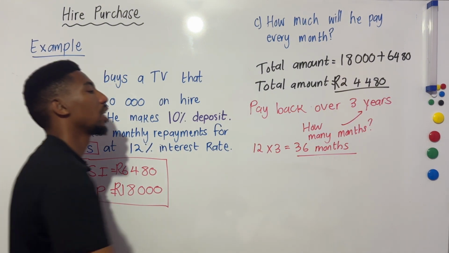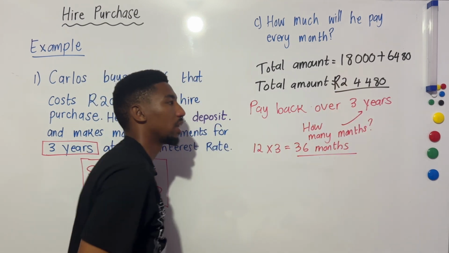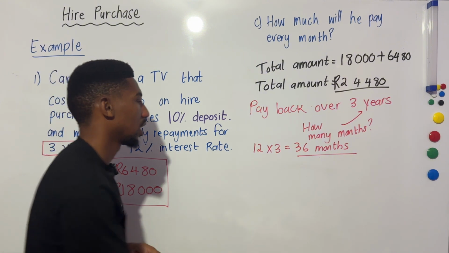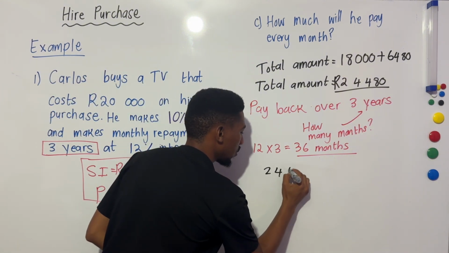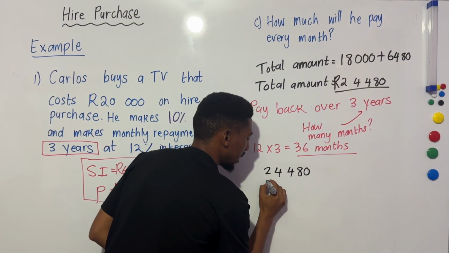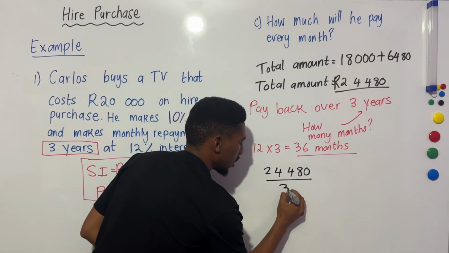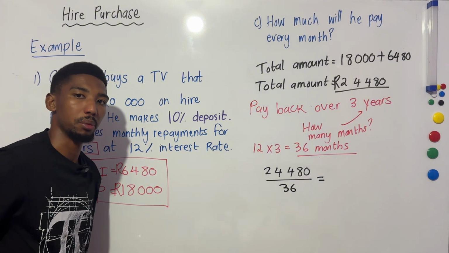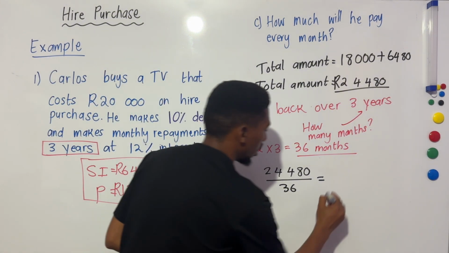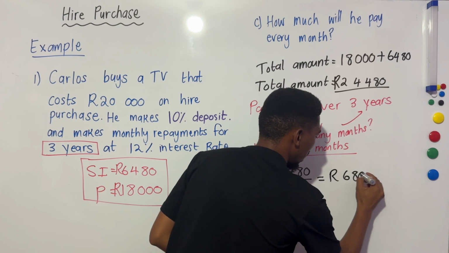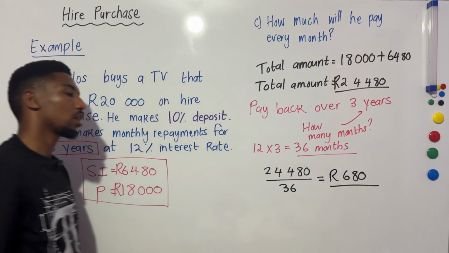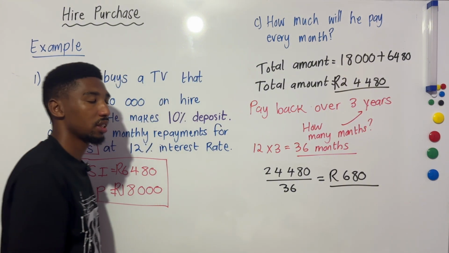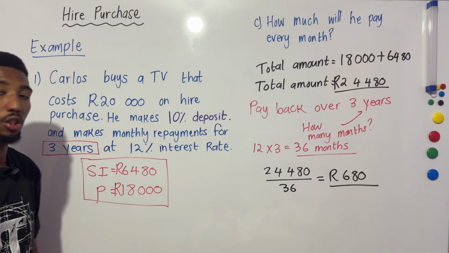And I have to pay this 24,480 Rand over 36 months. So what do I do next? I need to then take the 24,480 and divide it by 36, and I will get a monthly repayment. And I get an answer of 680 Rand. So Carlos will have to pay back every month 680 Rand for 3 years. Let's look at another example.